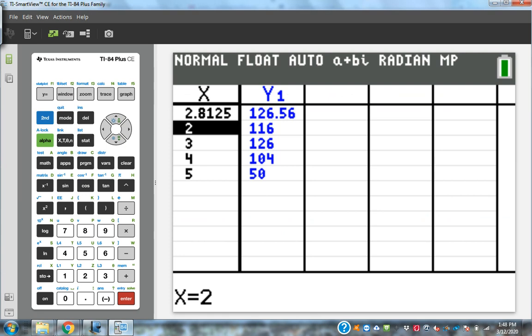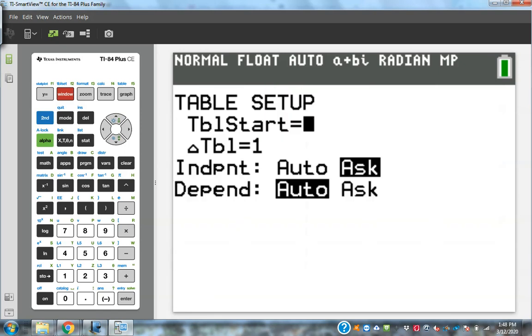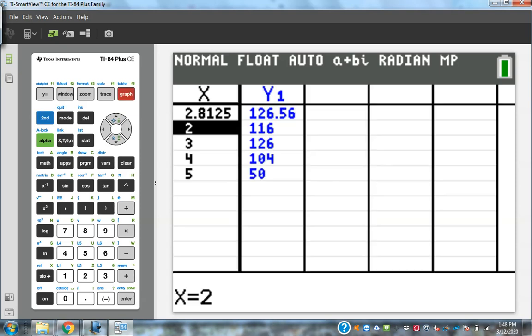If your calculator won't let you type that number in, then you need to make sure that you're doing the table set thing and you've got the independent set to ask. So second tblset and window, and make sure that's set to ask. If it lets you type it in, you don't have to do that. That's already done. But second graph lets you put a number in for that table.